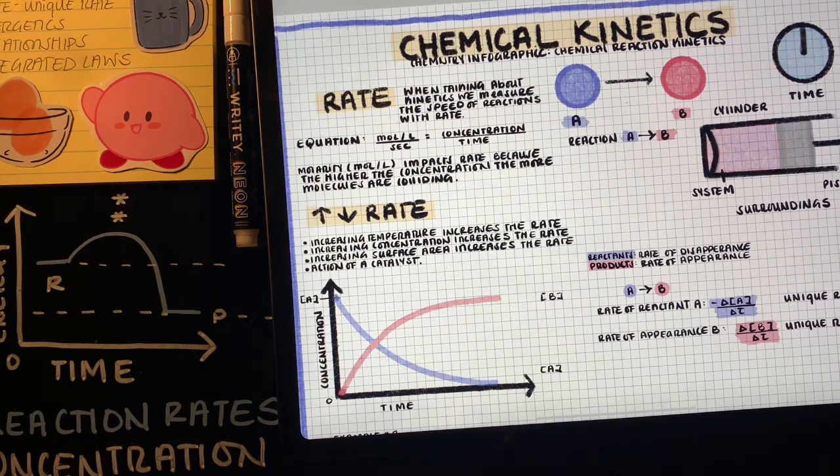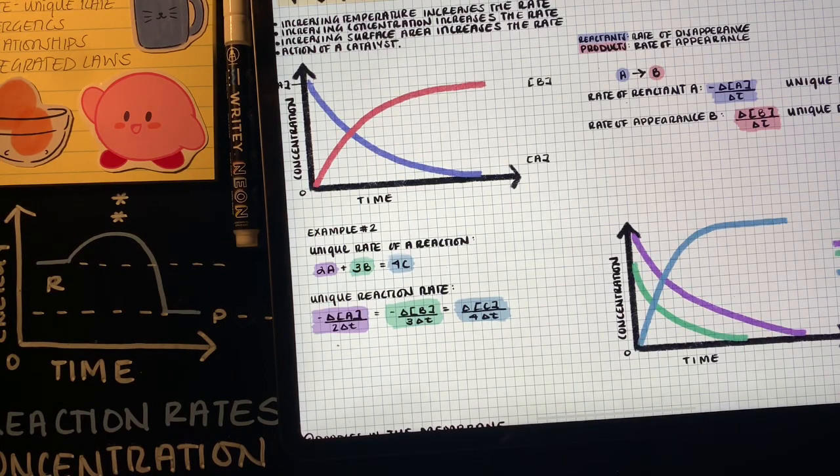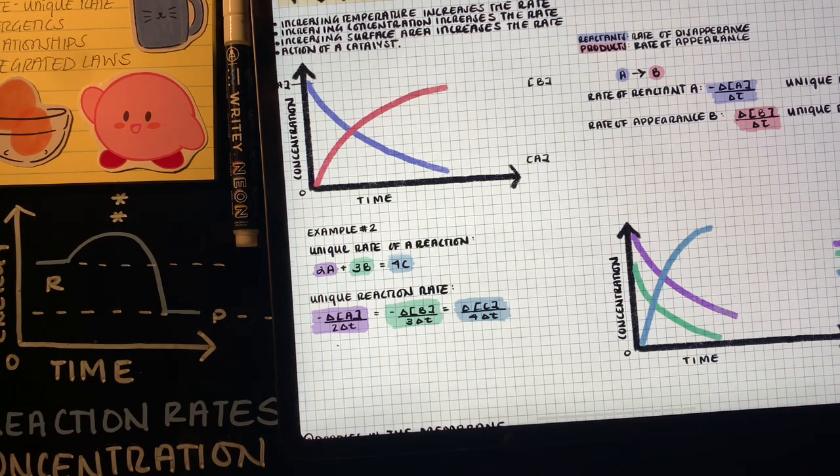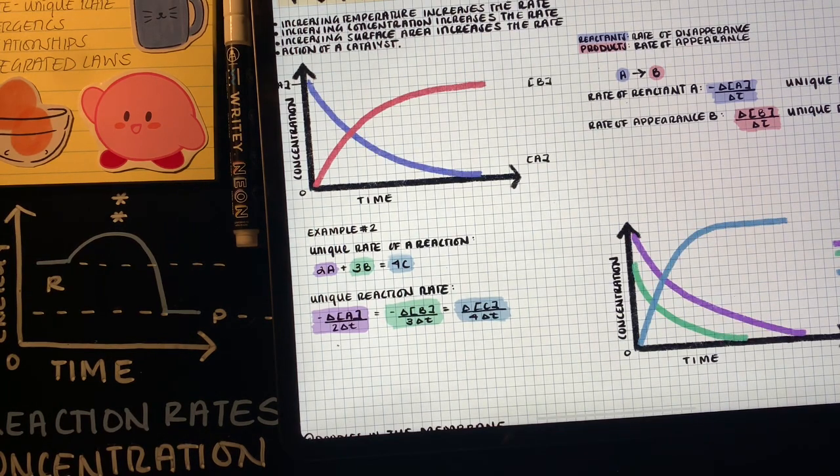But when we think about reactants, we know that they're going to be disappearing, so that's going to be the negative rate, the rate of disappearance. And when we have products like B, we know they're going to be appearing, so this is going to be the rate of appearance. But in real chemical reactions, we don't just have one reactant and one product. Sometimes we have a different ratio of reactants and products. And so when we have that, we're going to have varying rates. Things might disappear faster or slower.